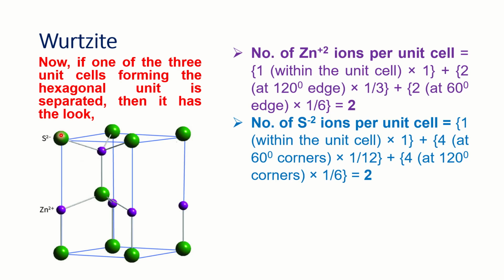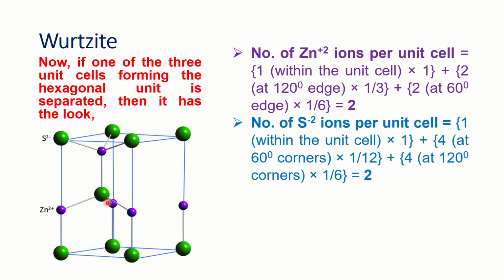So what is the number of this 1/12? Is 1, 2, 3, and 4. As well as this number is also 4, which is 1/6 inside. So let us calculate. 1 within the body, 4 by 1/12th part, and 4 other by 1/6th part. What is the total? The total is again 2. So it satisfied the stoichiometry, and you can see here 2 formula units. That means 2 zinc and 2 sulfide. That means 2 formula units are within 1 unit cell.